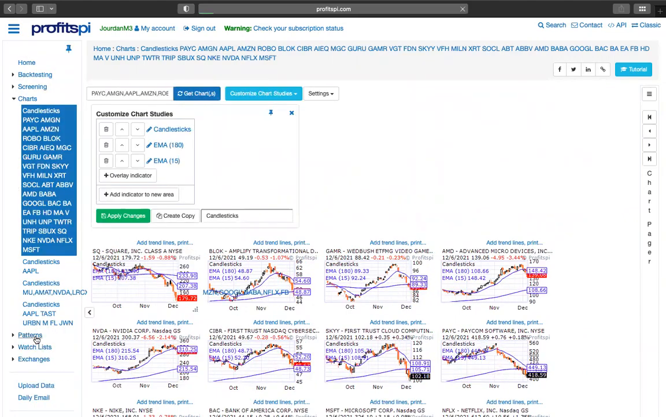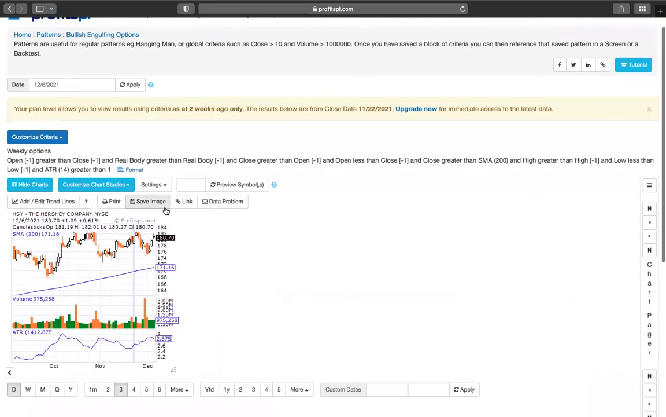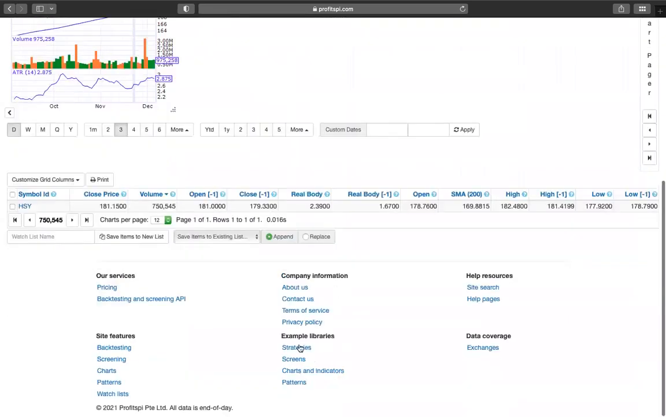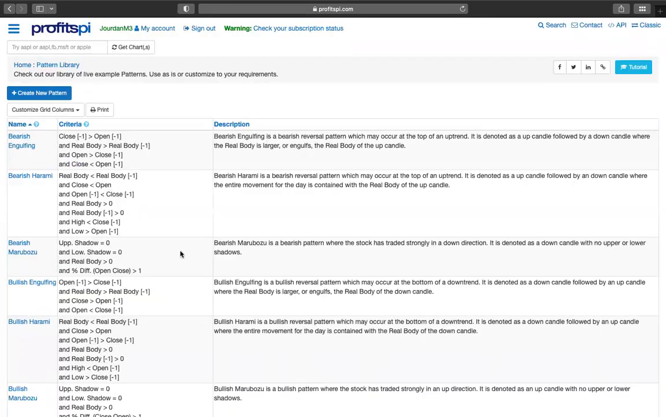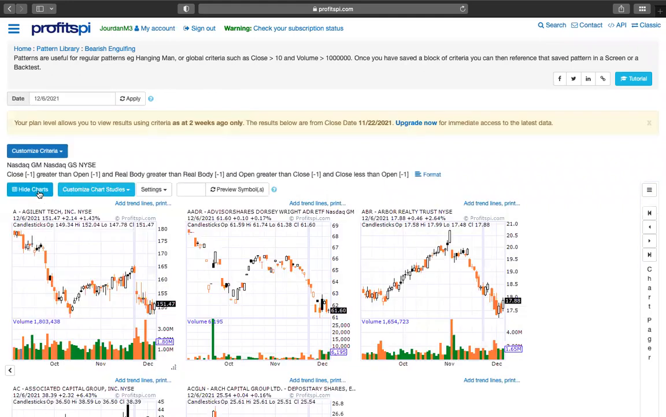Patterns is really the same as screeners, depending on how you use it. Those are the same as screeners where you can set different criteria, right? What I like to do is actually go down to their libraries and look at their patterns, right? And so now I can pull up bearish engulfing, just like that, right? And it shows me different bearish engulfing patterns.